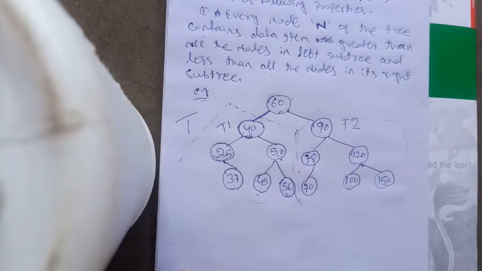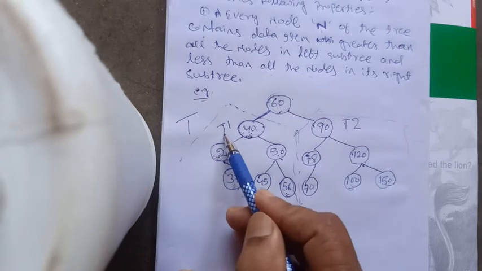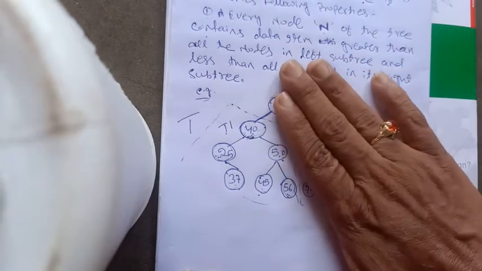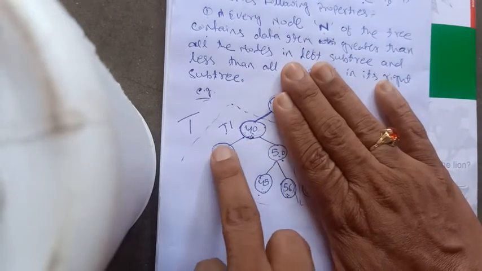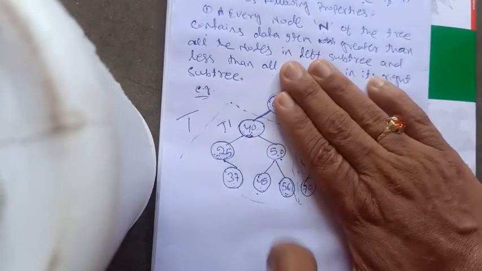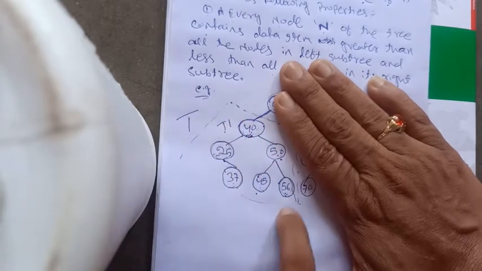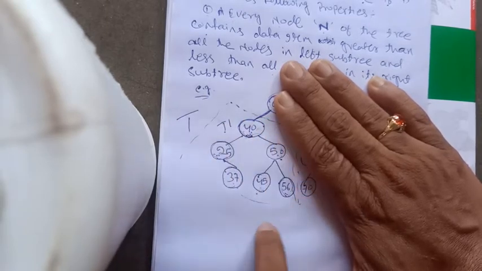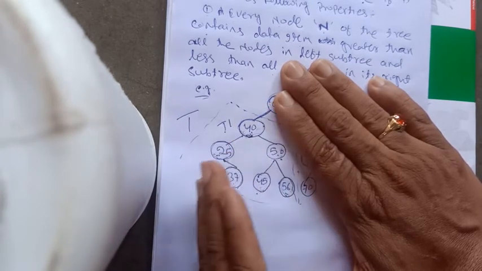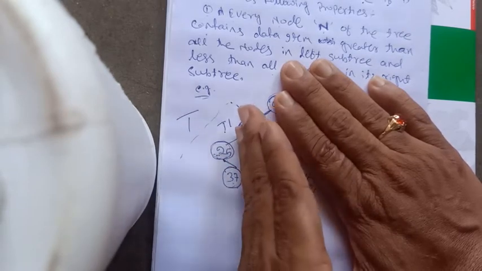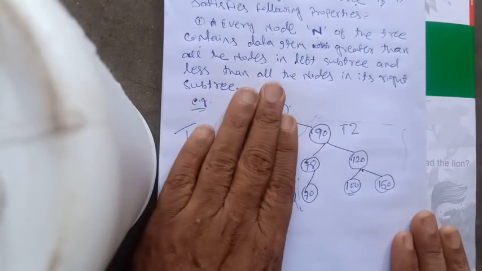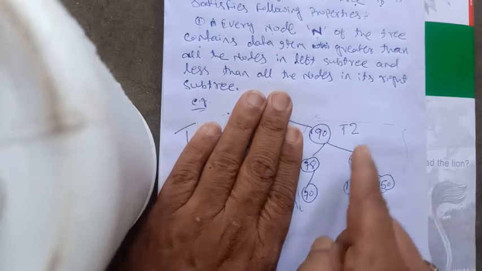You observe carefully, the left subtree T1, if we just ignore 60, if we hide this portion, then there will be a tree whose root is 40. Now this T1 also is a binary search tree. It also satisfies the properties of binary search tree, because the root of T1 is 40, and whatever is in the left of 40 is less than 40, and whatever is in the right of 40 is greater than 40. Similarly, if you hide the left portion along with the root, we have T2.